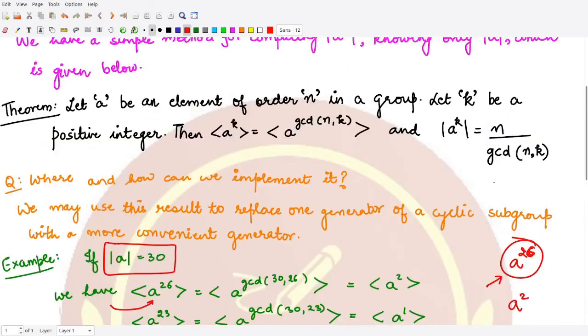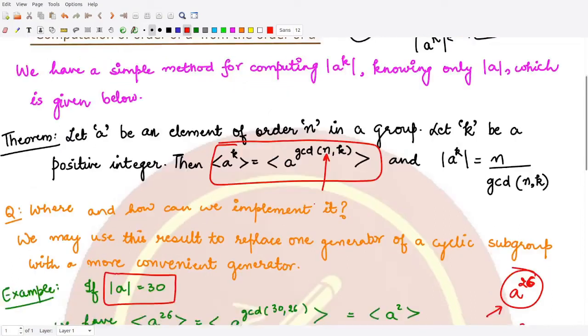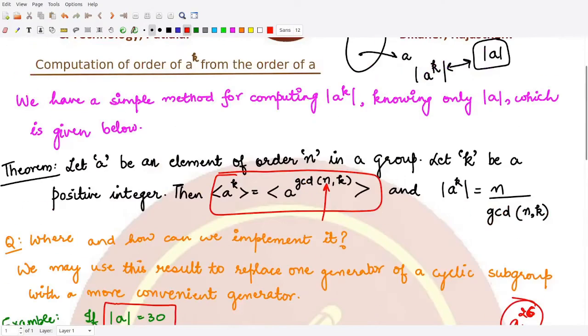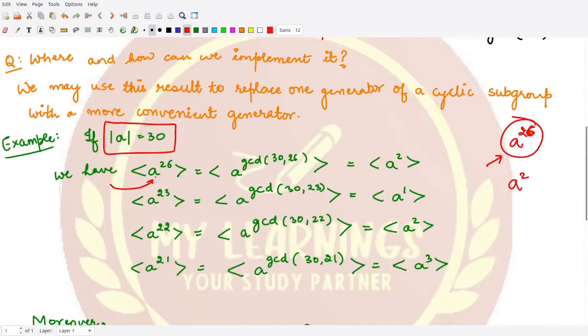We can do it according to this theorem, because we already know the order of the element A, which is given to be n, and now we have A raised to power k. Using this we can find a generator which has a lesser power, because this is the GCD of both the numbers. So suppose we wanted to calculate it for A^26. It is A to the GCD of 30 with 26, and that is 2. So we have A square as another generator for this subgroup which is generated by A^26.